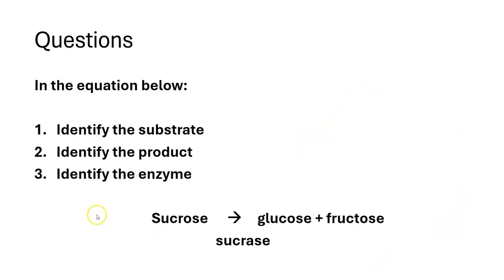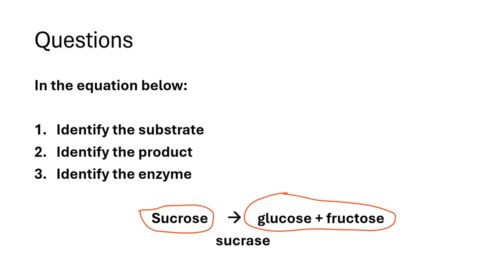So let's look at an example here. This is asking you to identify the substrate, identify the product, and identify the enzyme. Remember, on the left-hand side of our arrow will be our substrate molecules. On the right-hand side will be our products.